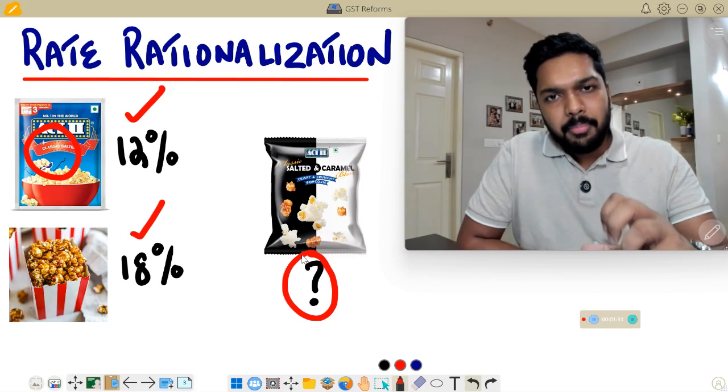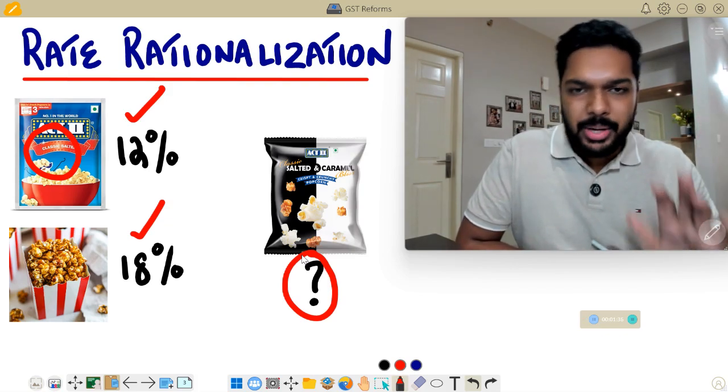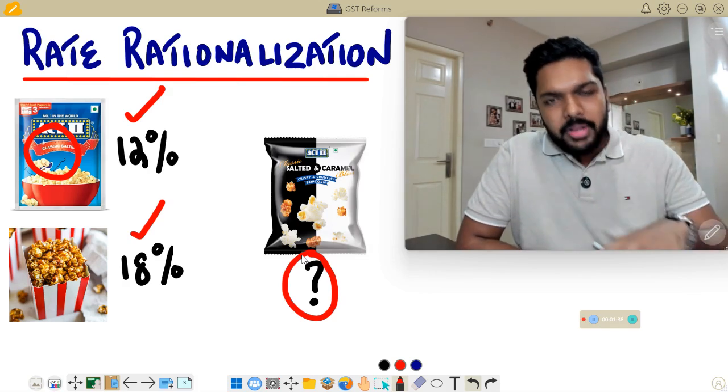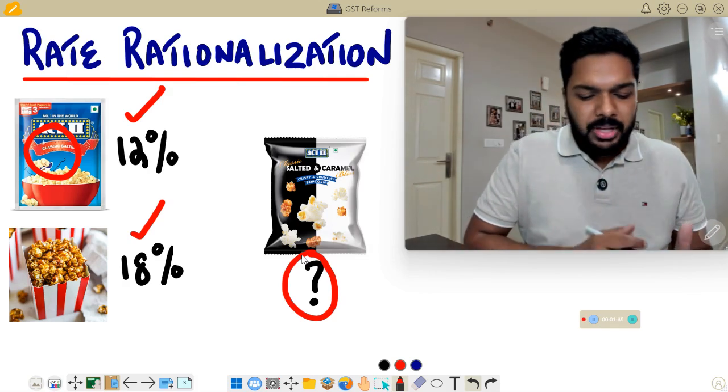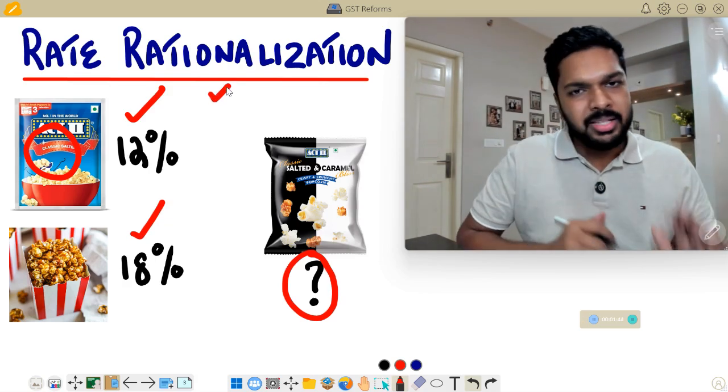If you look at bread, for example, plain bread is at 5%, flaky multi-layered bread is at 12%. So to avoid this confusion, to avoid this complexity, rate rationalization is a major reform that is included in the set of proposals by the central government.